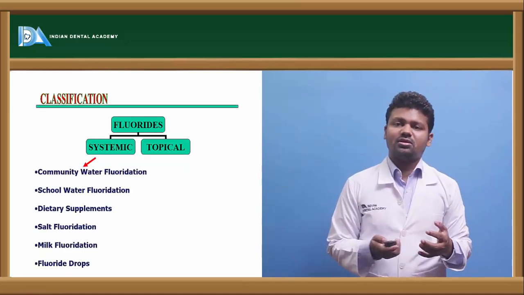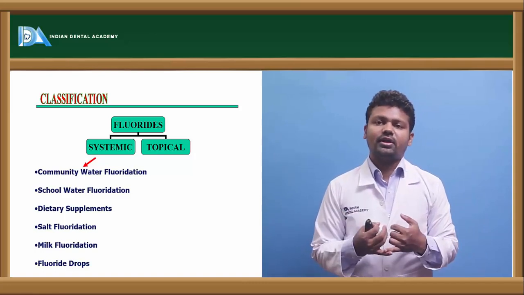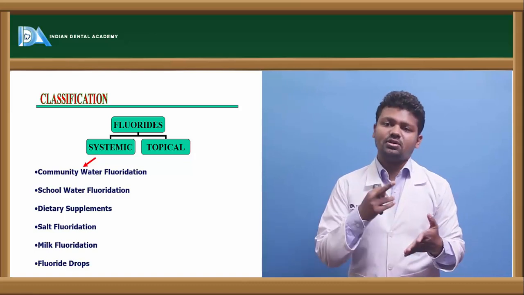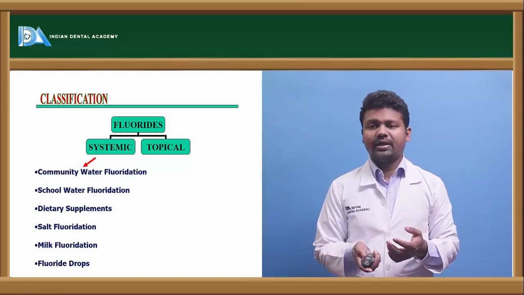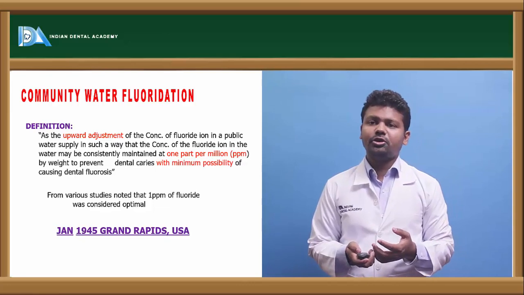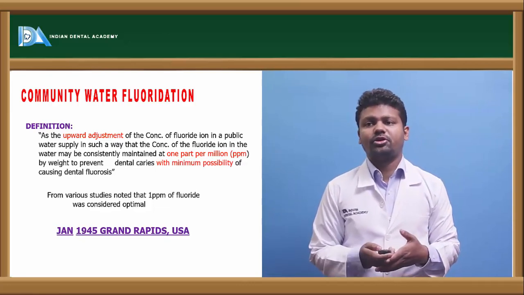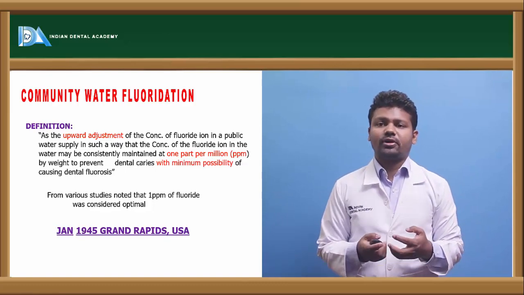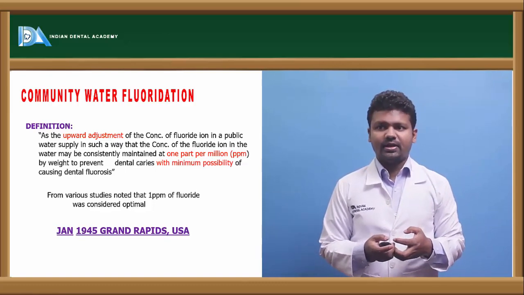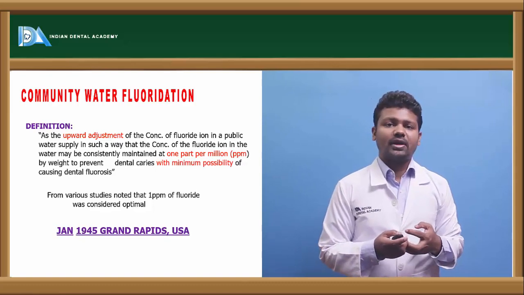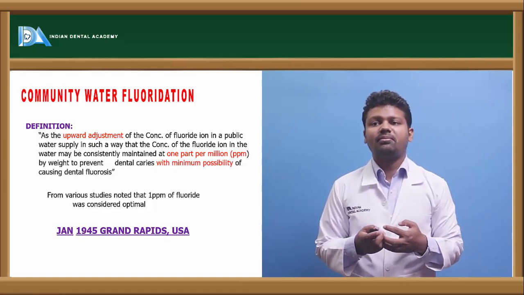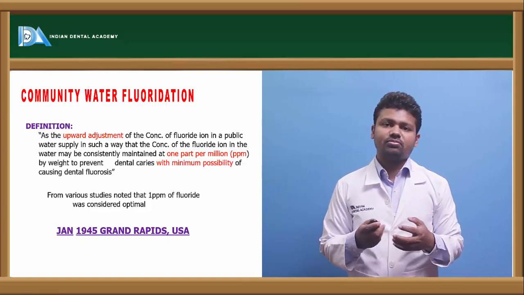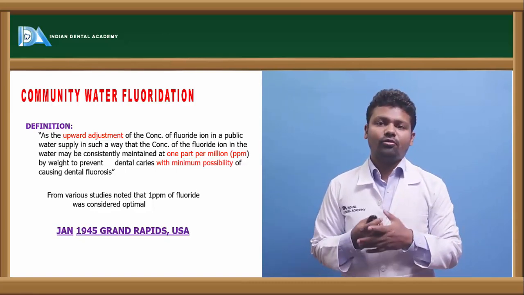Coming to the classification, systemic fluoride can be given through water fluoridation, salt fluoridation, milk fluoridation, dietary supplements, or fluoride tablets. Coming to the first, we'll discuss community water fluoridation. Definition: it is an upward adjustment of the concentration of fluoride in a public water supply in such a way that the concentration of fluoride ion in the water is consistently maintained at 1 part per million by weight to prevent dental caries with minimum possibility of causing dental fluorosis.